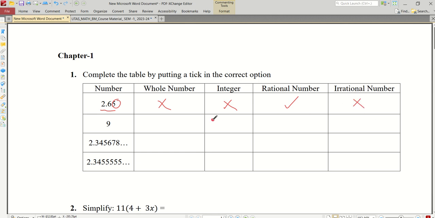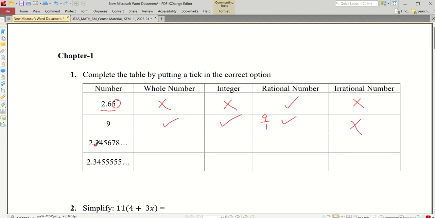Please remember this. Now, 9. Is 9 a whole number? Yes, 9 is a whole number. Is 9 an integer? Yes, 9 is an integer. Is 9 a rational number? Yes, because we can write 9 by 1. So this is a rational number. Because it is rational, it cannot be irrational.